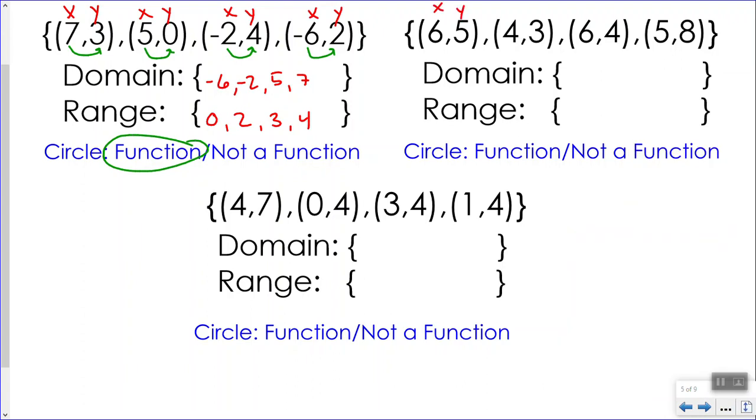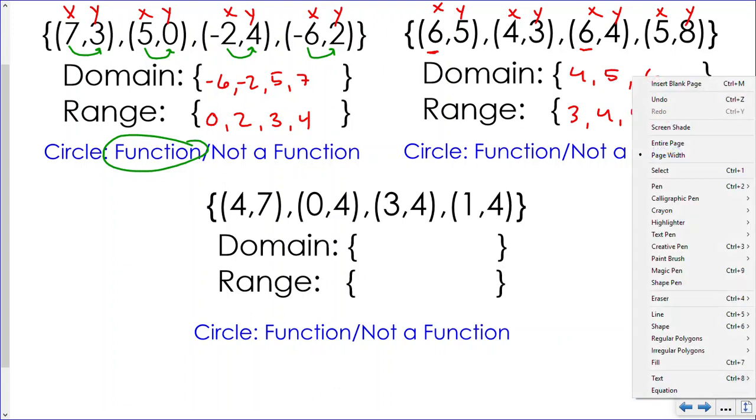Sort out my x's and y's, place them into the sets. So for my domain, I have 6, 4, 6, and 5. Even though we use 6 twice, we're only going to list it once in our set. So we have 4, 5, and 6. Then in my range, I have 5, 3, 4, and 8. So we list those in order.